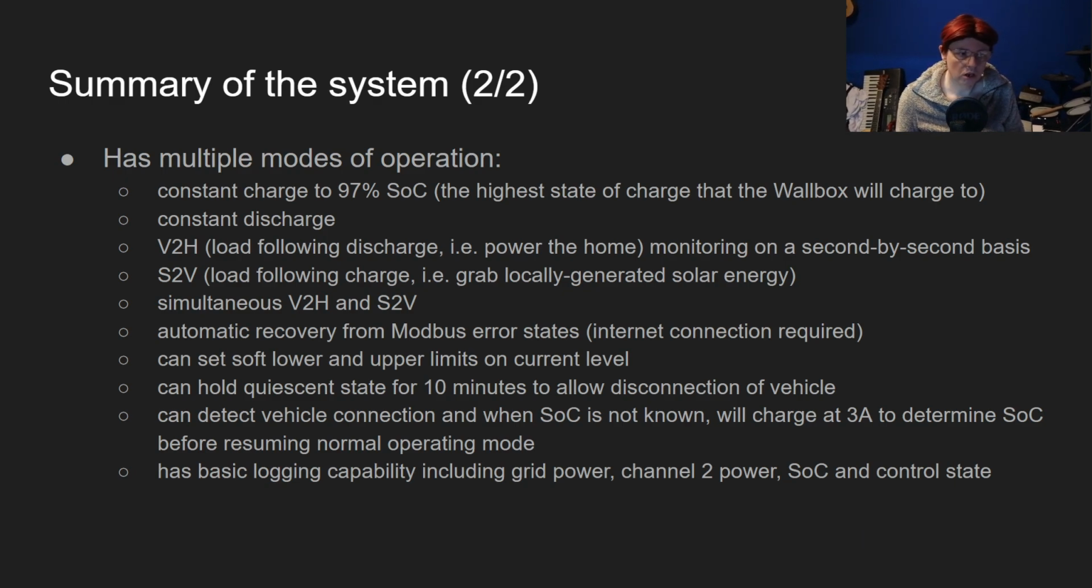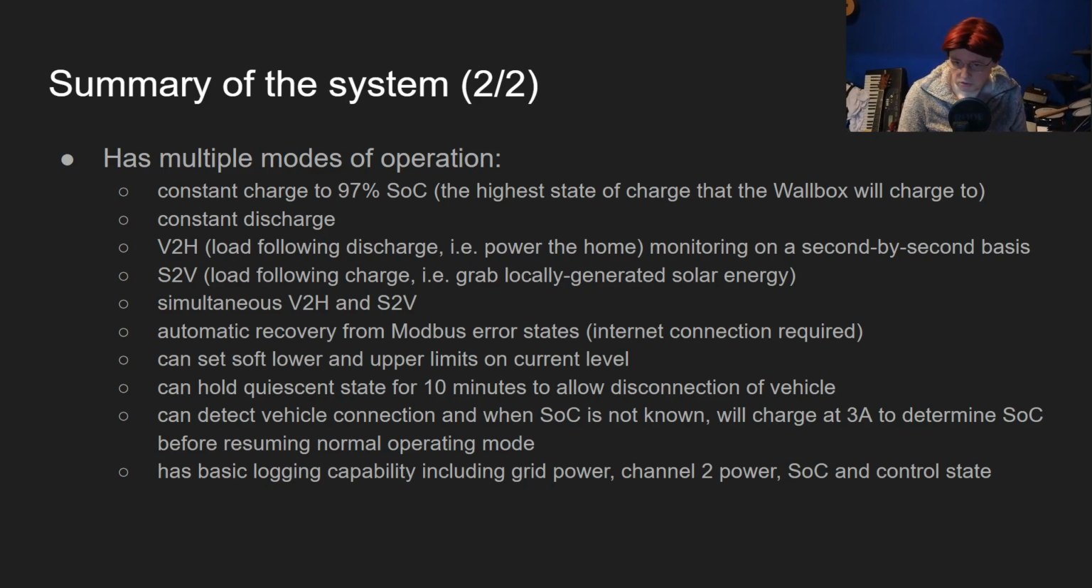It can do constant charge at a given rate that you specify, which would typically be the fastest rate that is supported, up to 97% state of charge, which is the highest state of charge that the Wallbox will charge to when connected to the Nissan Leaf, probably the EV200 as well. I'm not sure about that. I think the limit is 97%. In normal circumstances. In fault circumstances, I have seen it charge fully, but it can't do that under normal circumstances.